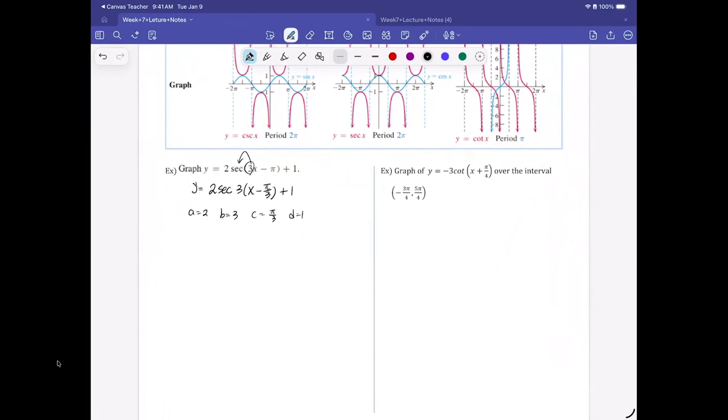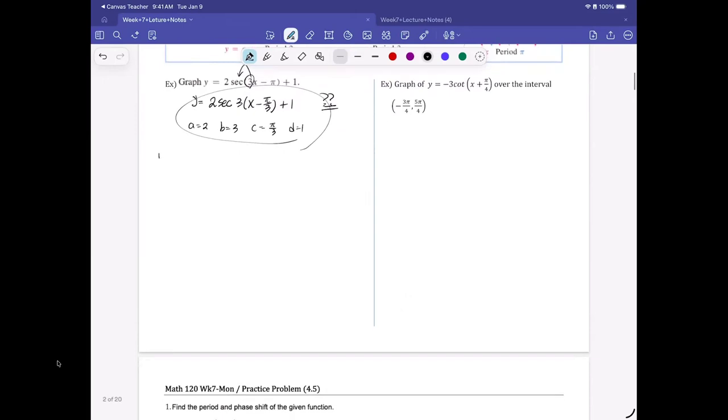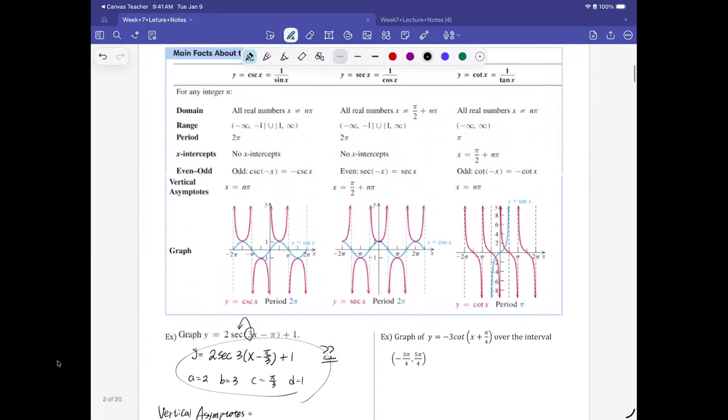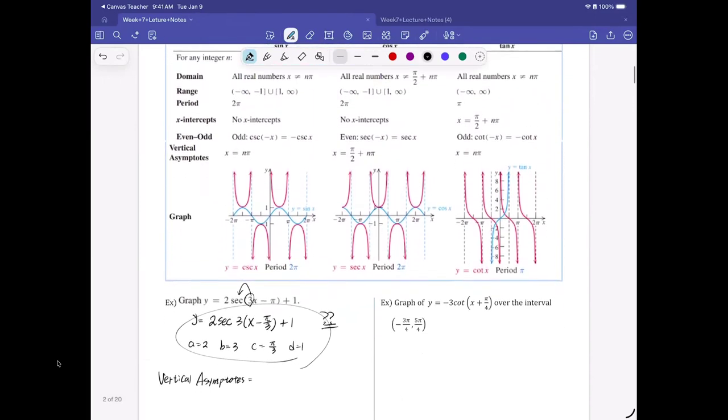Anyway, do we have to do this? I think you don't have to do that actually, because everything is going to be multiple choice. So focus on the vertical asymptote. The vertical asymptote is very important. This is the main key. For the secant, what is it here?